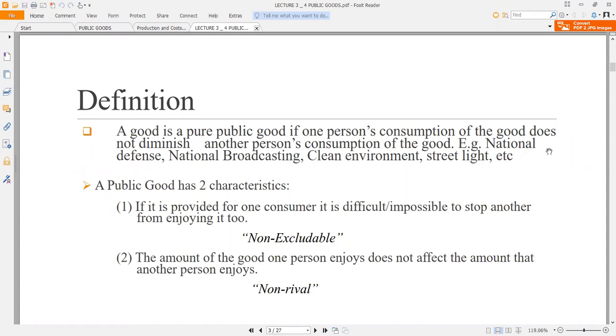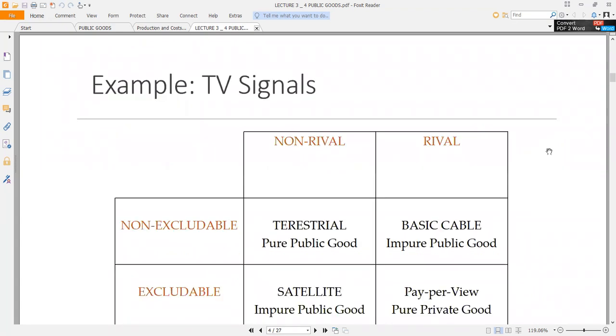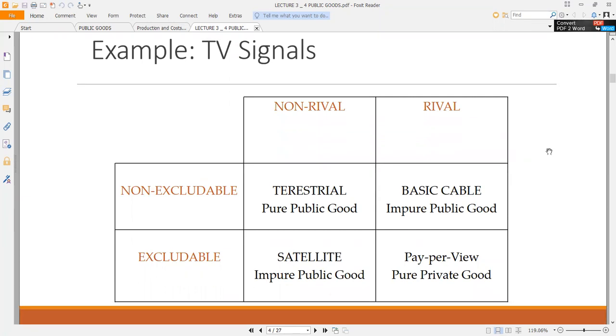And also, just because they are there, it is for everyone. You cannot prevent some of the residents there from being protected by the UN soldiers. So if you take something like defense, there we have a pure public good, but then there are cases where the good wouldn't actually be pure. Like the example that we have here.